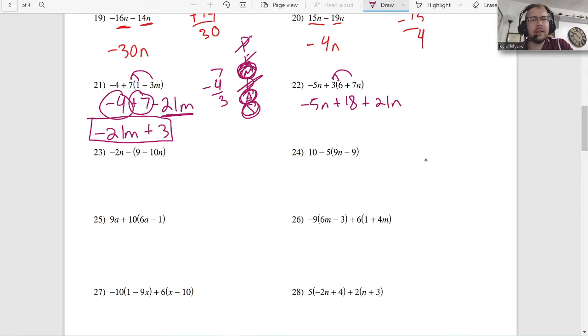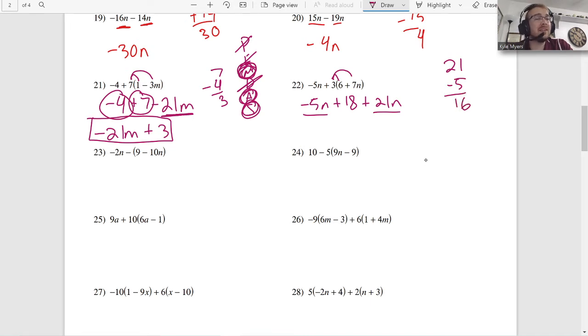So 21n, by the way, because there's an n right there. 3 times 7. N is 21n. Okay, and then we look for like terms. Here's some like terms. They both have n, and they don't have different powers of n. So I want to subtract. You always do the big number minus the little number. Okay, and that should be 16.